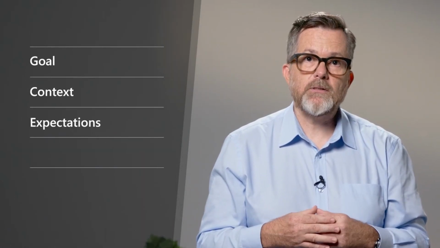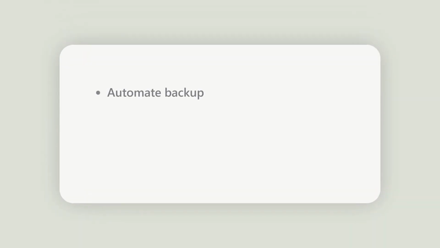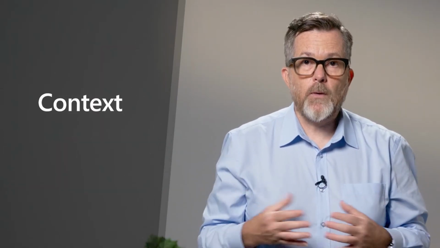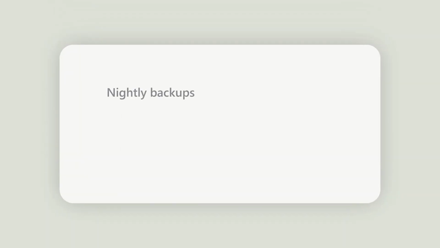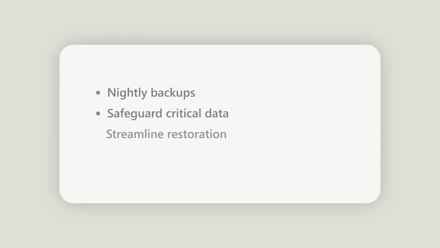Let's examine your goal, context, expectations, and source. For the goal, what do you want to achieve? You want to automate the backup and restoration of Azure VMs using PowerShell scripts to ensure data protection and business continuity. Then, the context. What's the situation? You need to schedule nightly backups of Azure VMs to safeguard critical data and streamline the restoration process in case of any incidents or data loss.